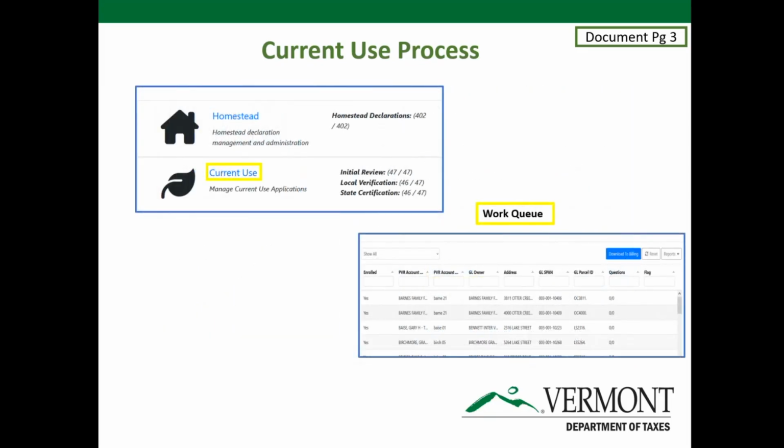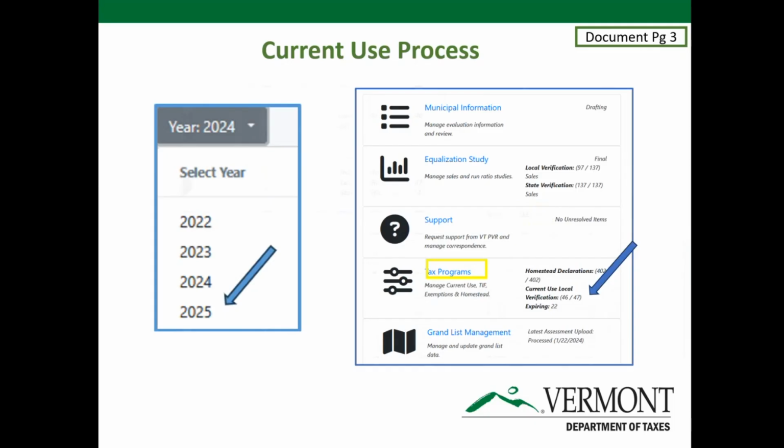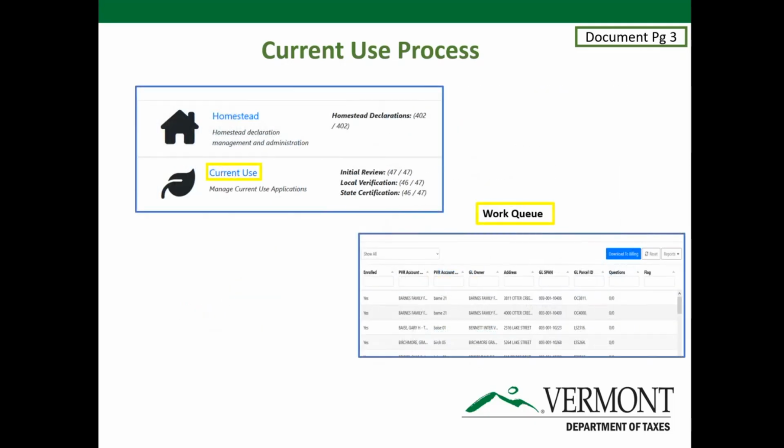Again, more screenshots of what you'll see. So this is just the progression. We go from the main screen, tax programs, current use module, and right from that button, you will see your work queue if there's anything there and available for you to work on.